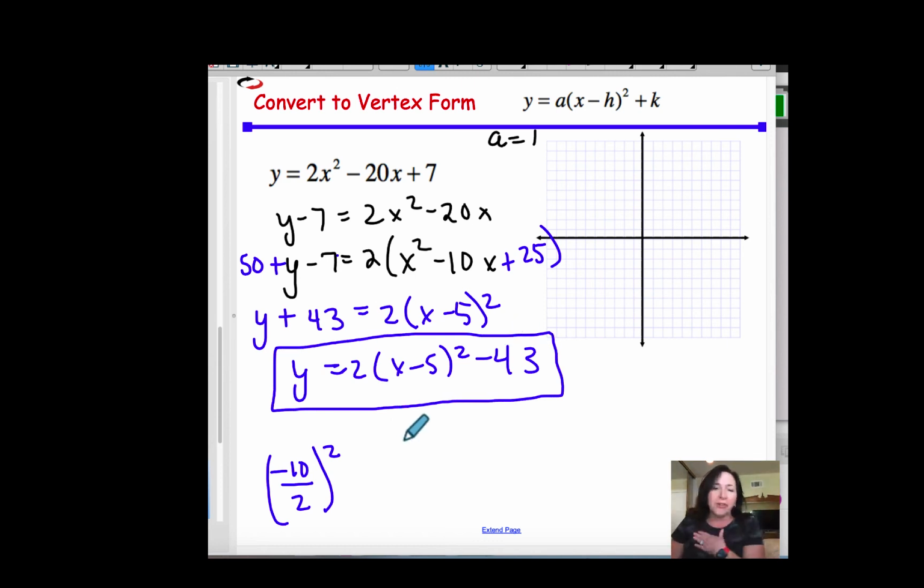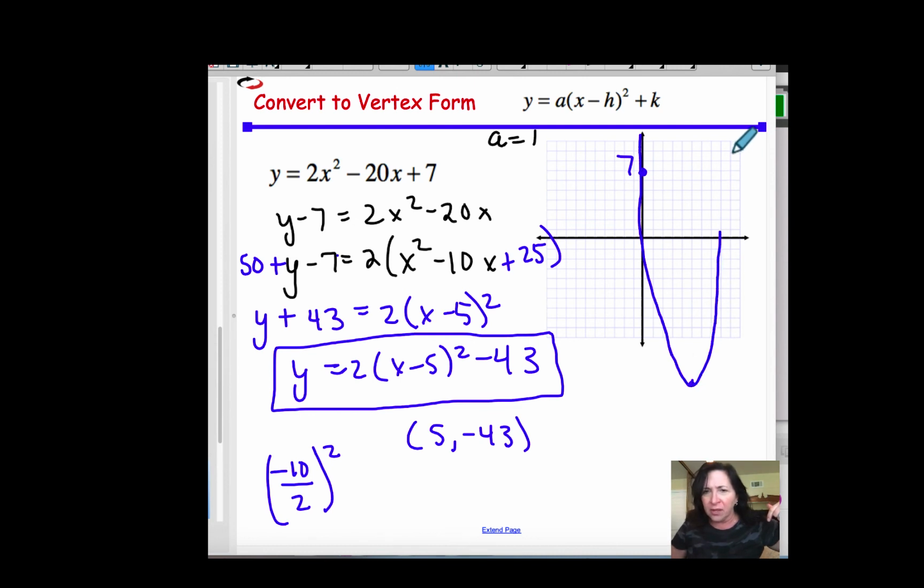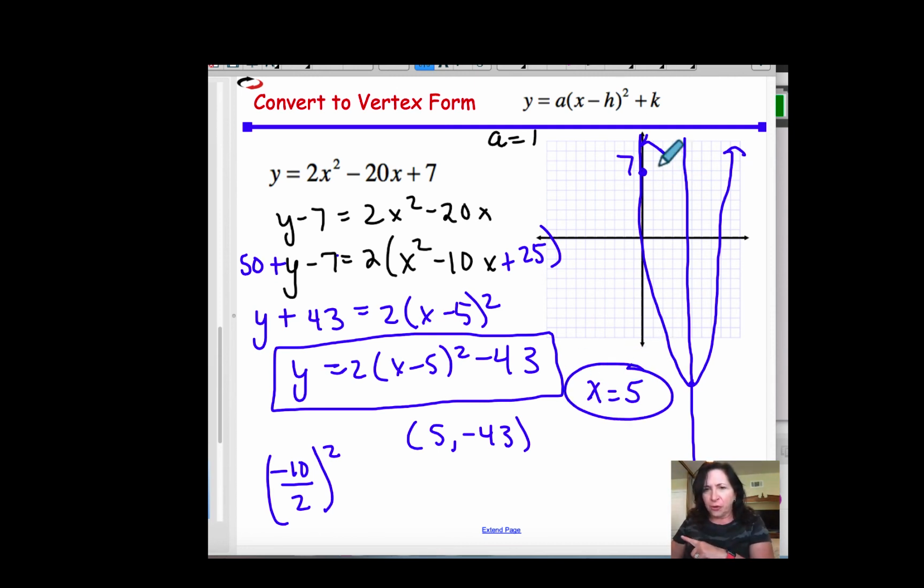Okay. My vertex is 5, -43. So that's way down there, and my y-intercept is way up here at 7. So my graph is going to look something like this. I am going to have an axis of symmetry right down the middle, and that middle value is 5, right? So that's going to be axis of symmetry at x equals 5. The other thing is I need a symmetric point. To find the symmetric point, I find my y-intercept and go straight across. If this was 5 going that way, this is also 5. So my symmetric point would be here, and that would be 10, 7. There we go. So far, so good.